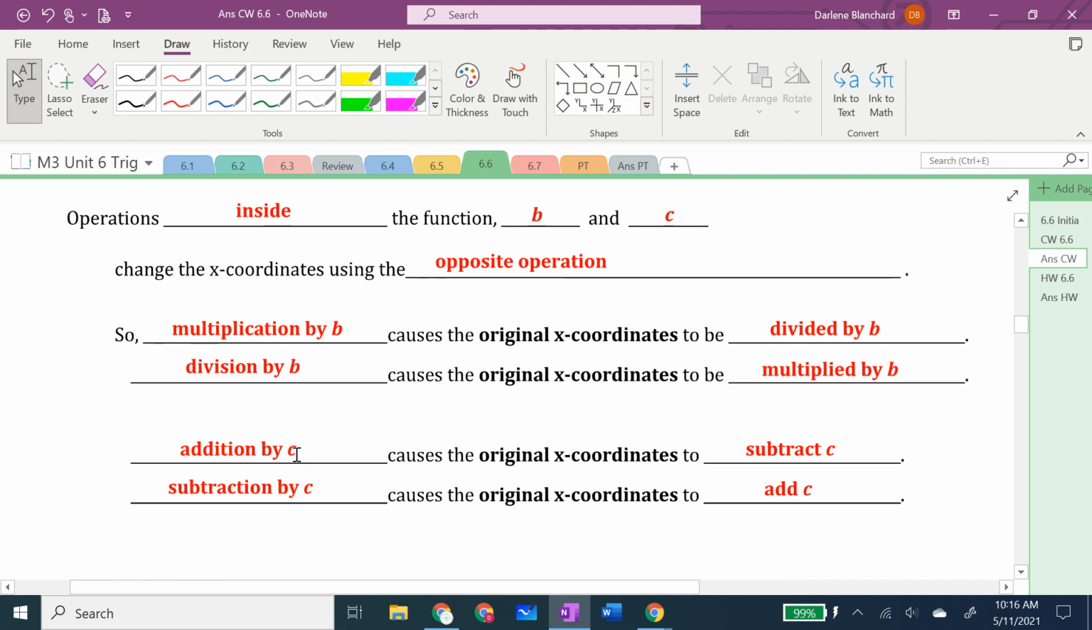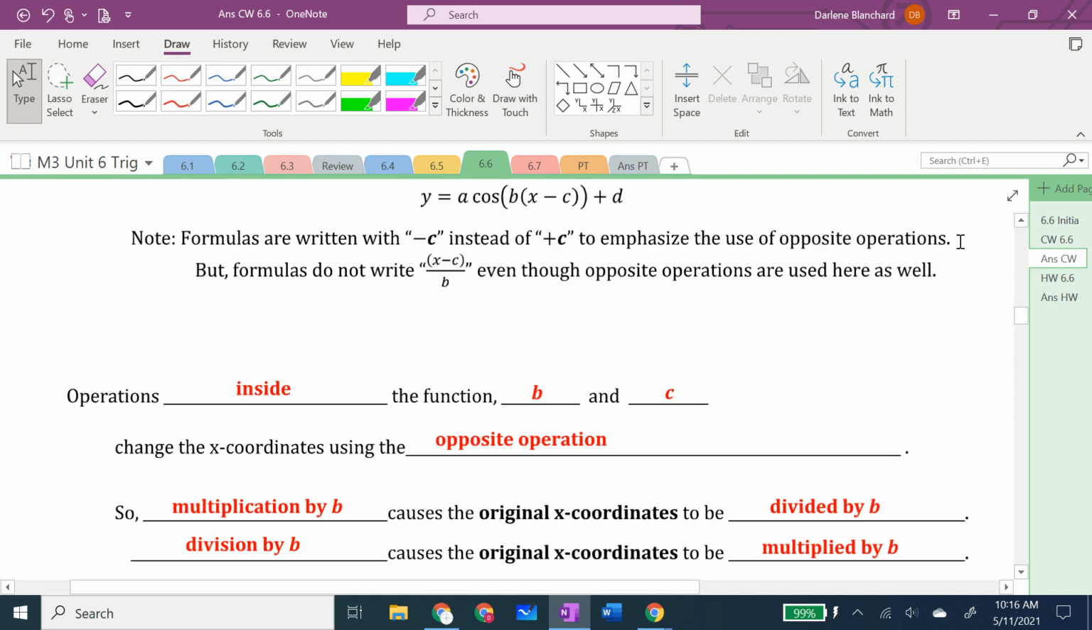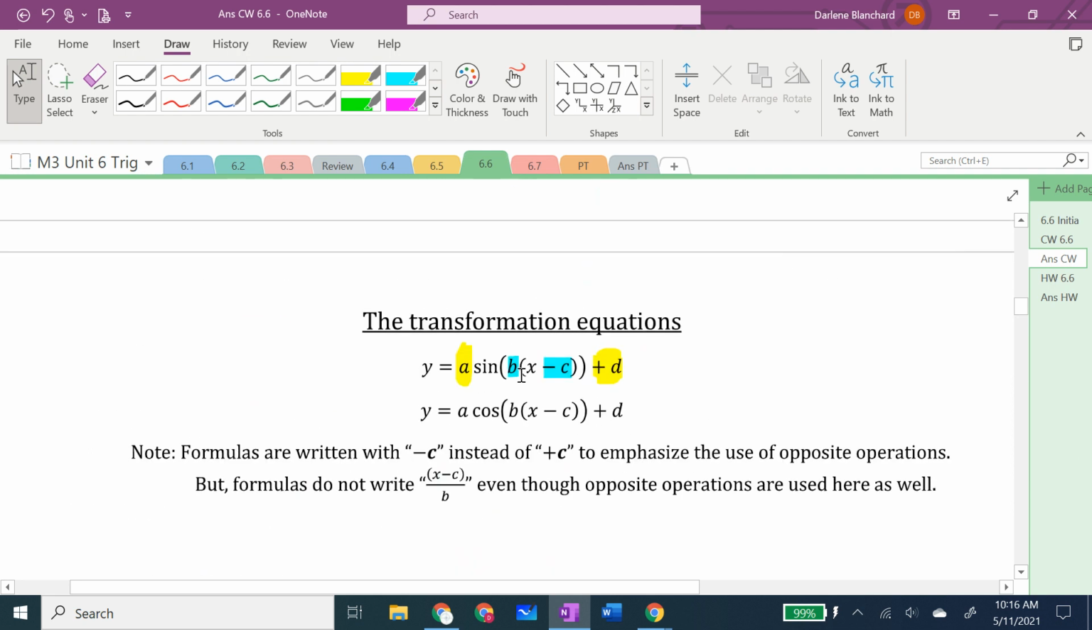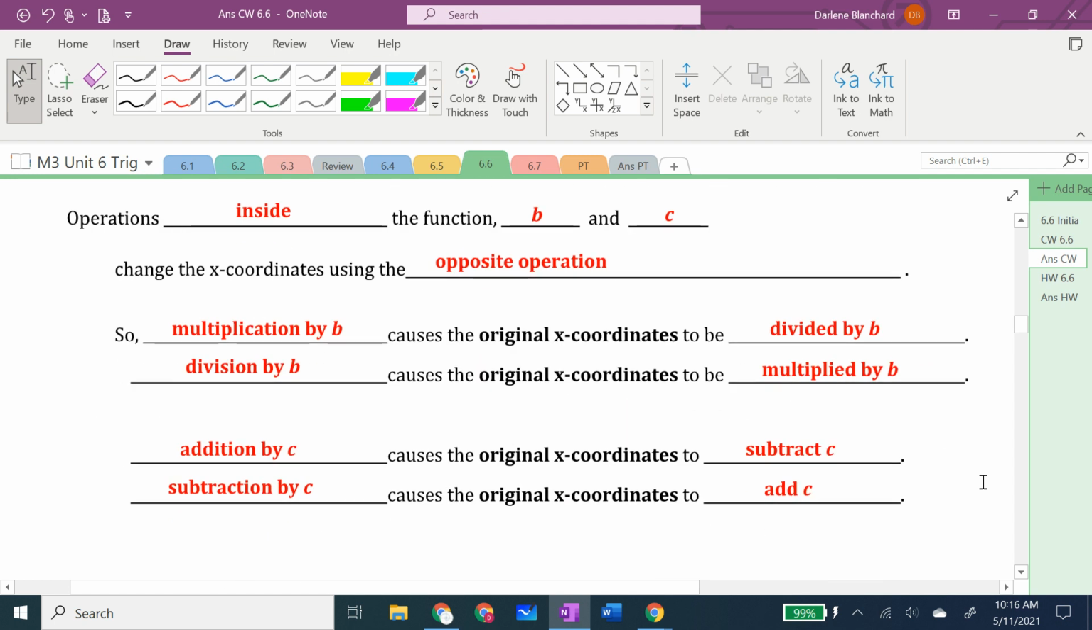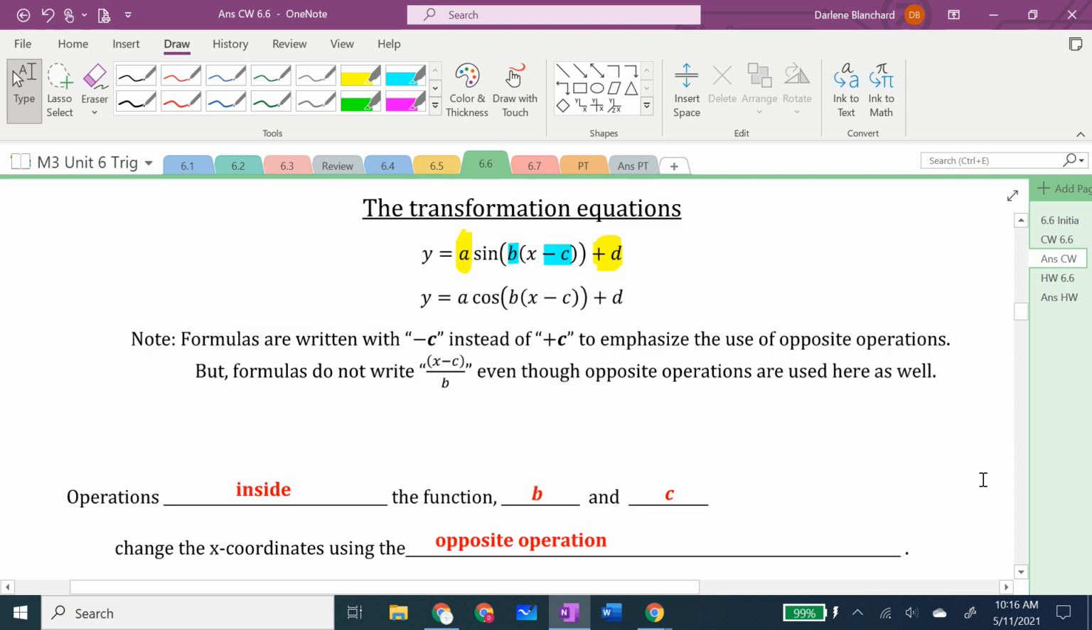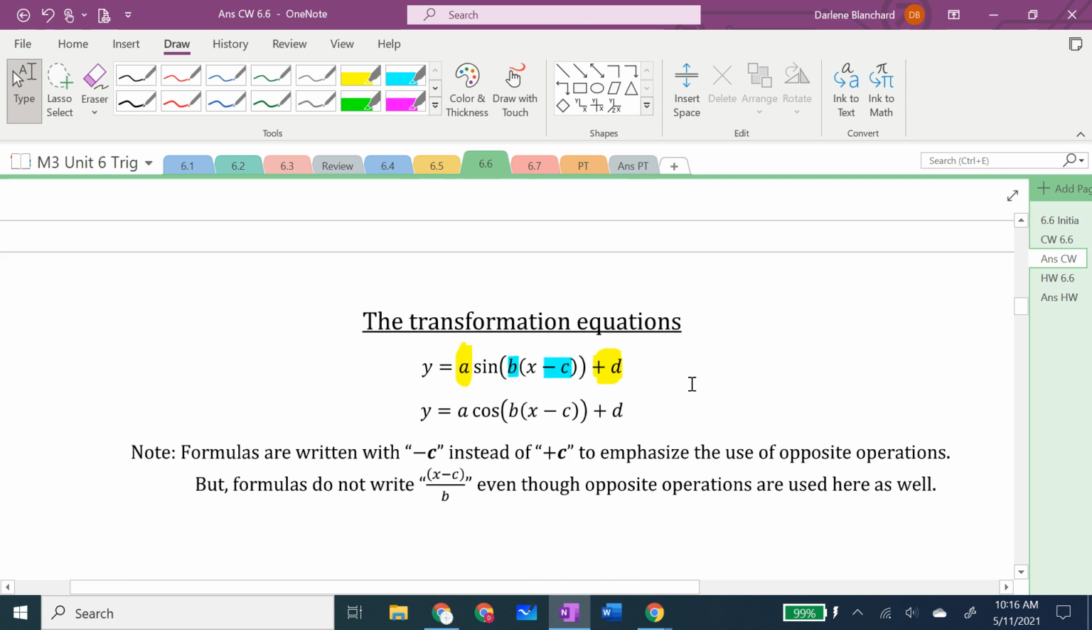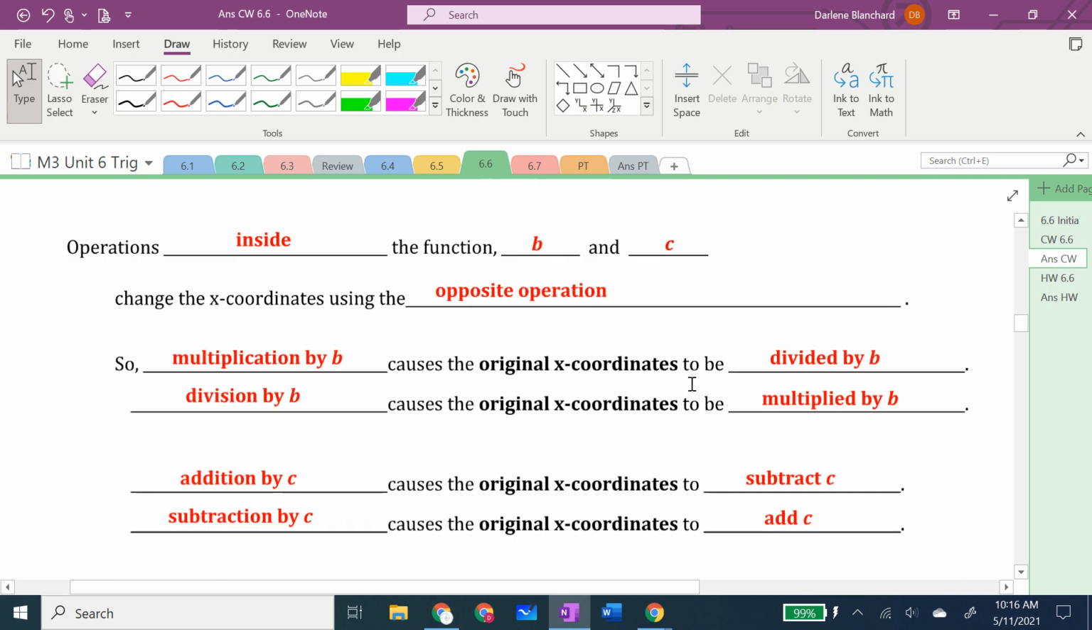If you see addition by C, you're going to subtract C. If you see subtraction by C, you're going to add C to the original x coordinates. And again, looking at this equation, B is showing multiplication, C is showing subtraction/addition. Then the other two that I highlighted in yellow, A and D, those are outside the function operations.